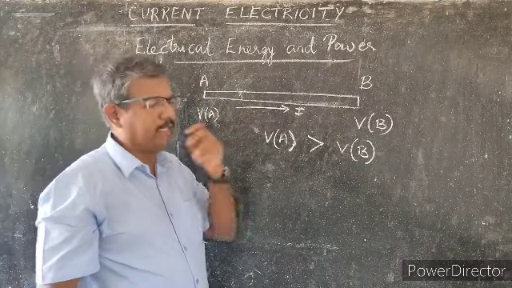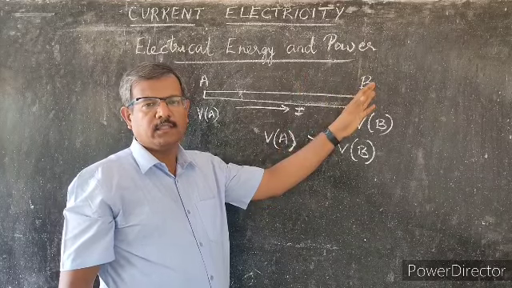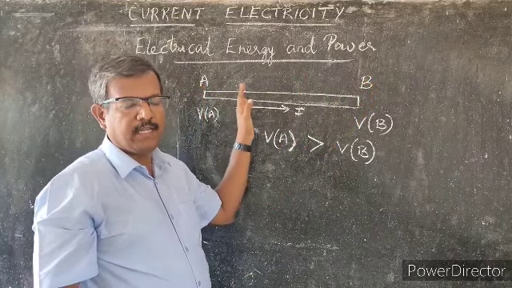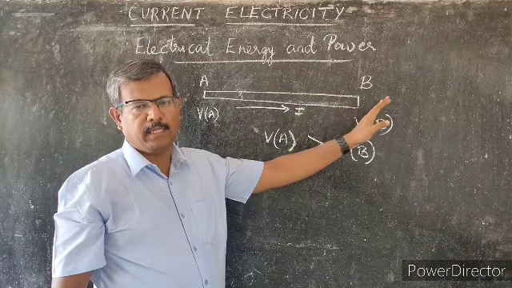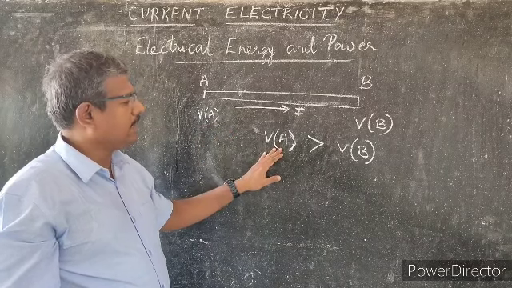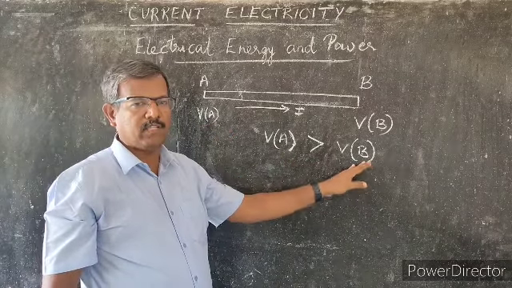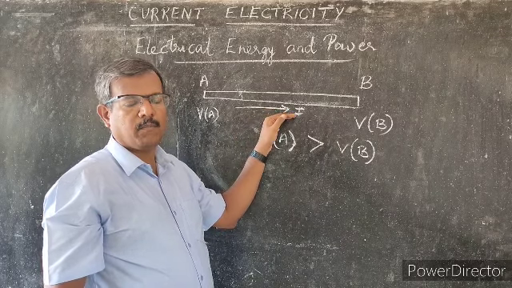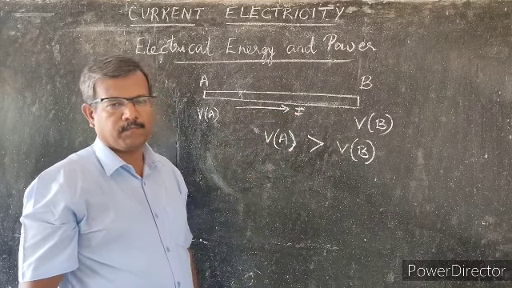We have two ends of the conductor maintained at two different voltages, and the potential decreases as we move to B from A. So voltage at A is greater than voltage at B, which means our electric current is moving from A to B.